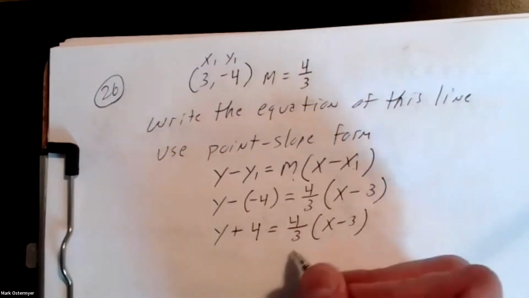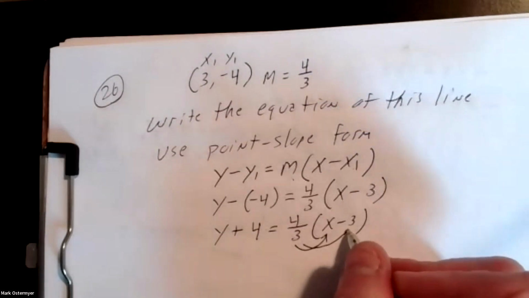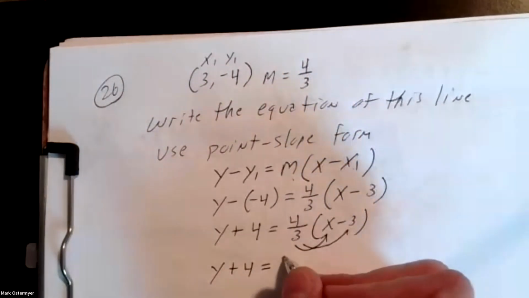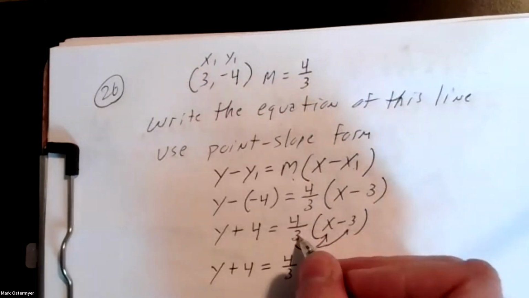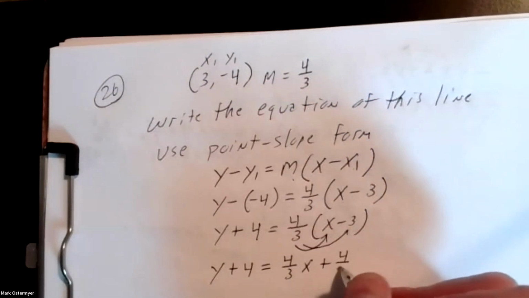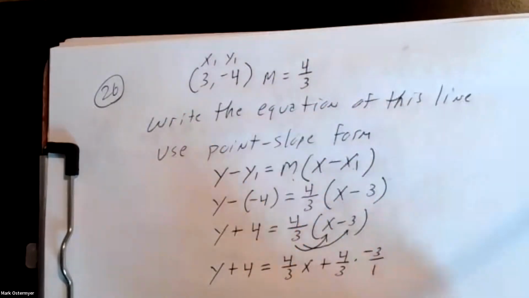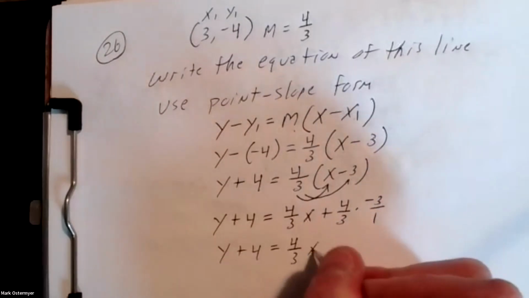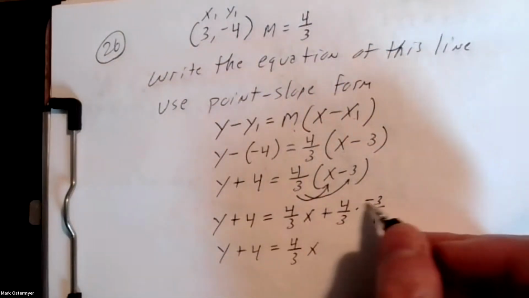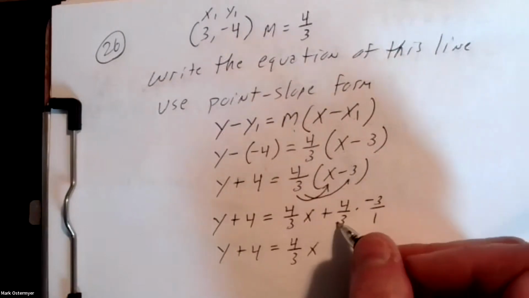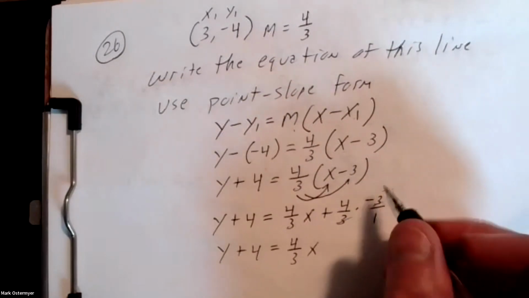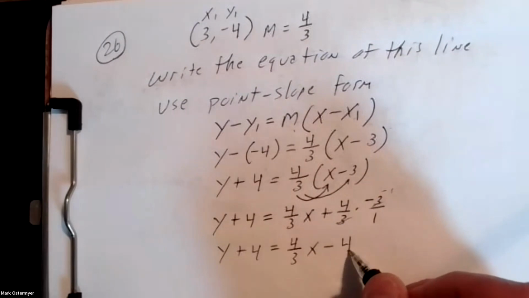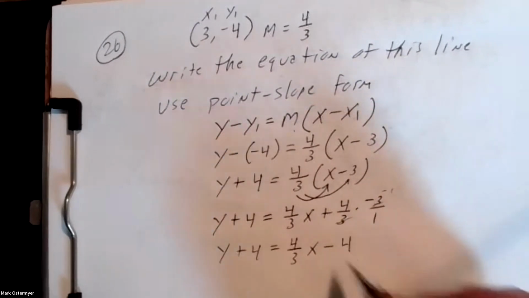Now we got to solve this equation for y. To move in that direction, first I'm going to distribute the 4/3 inside the parentheses, in which case I got y plus 4 is equal to 4/3 times x is 4/3 x. And 4/3 times -3 is going to be -12/3, which reduces down to -4, or the 3's cross cancel and you're going to get -4.